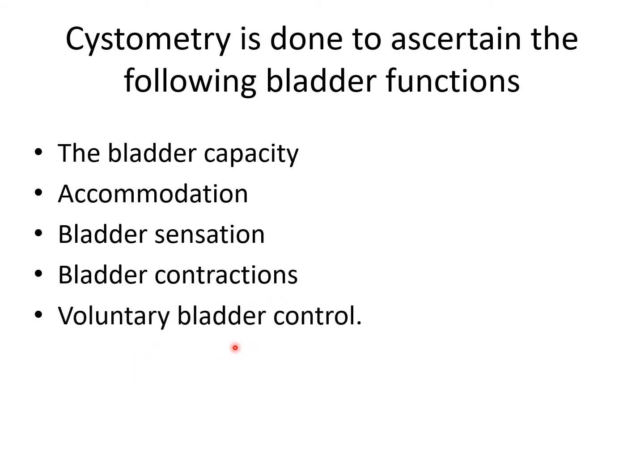Next, other parameters like voluntary bladder control. Now, voluntary bladder control is the ability to initiate voiding even before filling is complete, so, voluntarily, or inhibit voiding till the bladder capacity is maximum, or holding the micturition, and the ability to stop voiding during midstream of micturition. So, all these features we can know by doing cystometry, which is one of the urodynamic studies, or study of the bladder functions like the bladder capacity, accommodation, bladder sensation, bladder contraction and voluntary bladder control.